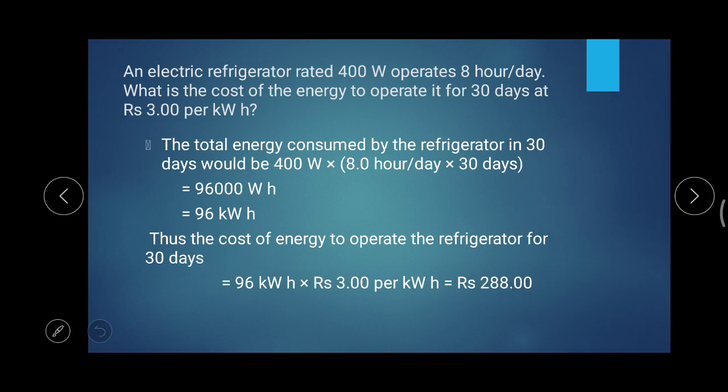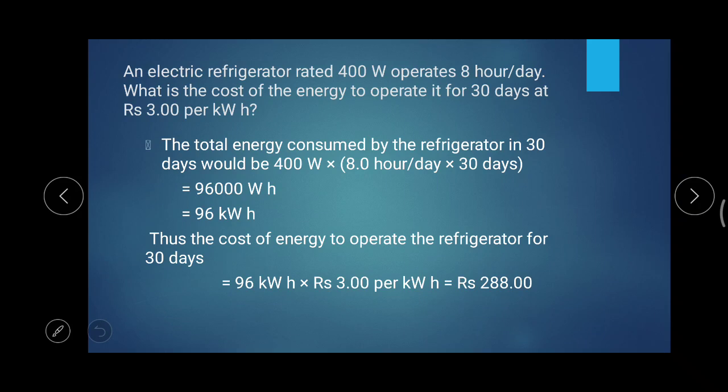Go through that one. An electric refrigerator rated 400 watt, means the power is given, operates 8 hours a day. So in a day 8 hours. What is the cost of the energy to operate it for 30 days? So the total time is 8 into 30 hours. Okay. So the watt value is 400 watt and it is working 8 into 30 hours. So 8 hours per day, likewise 30 days.